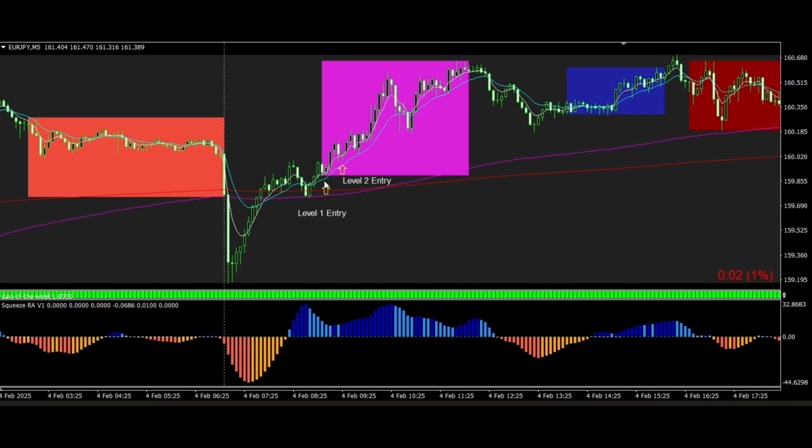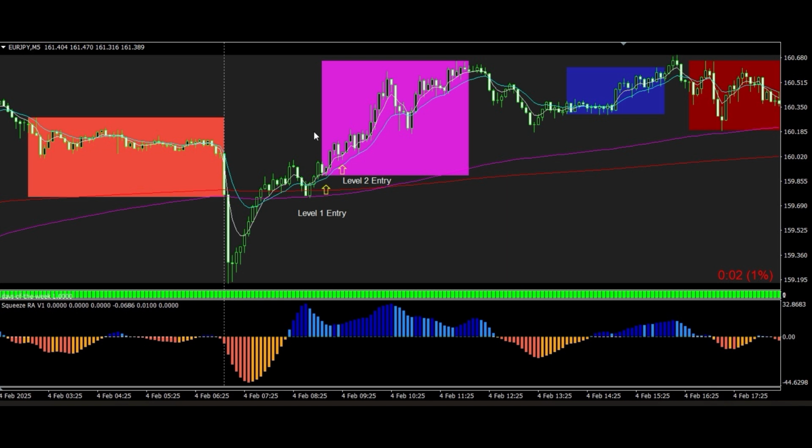Now, if you want to stick to the level 2 entry, we can wait for a level 2 to be created, and then once price closes above the 5 EMA, after hitting the 38 to 50% level, you can enter there. And as you see, you get a nice run to take out this liquidity.